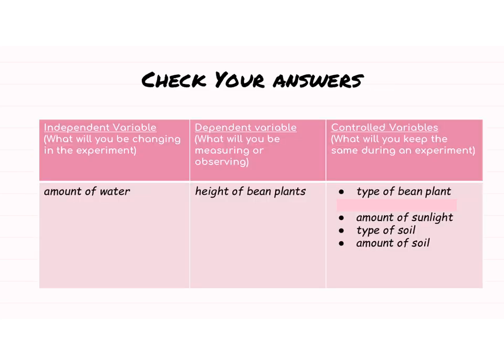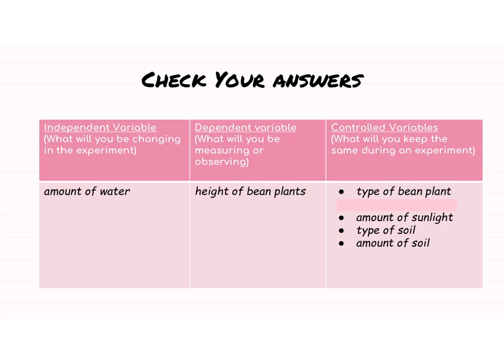Well, what the scientist in the above statement was doing is changing the amount of water, and each and every time measuring or observing the height of bean plants. So, what was the scientist changing? We'll name it the independent variable, which was the amount of water. And what the scientist was measuring or observing is the dependent variable, which was, according to the given statement, the height of the bean plant.